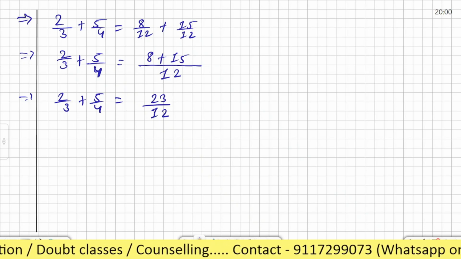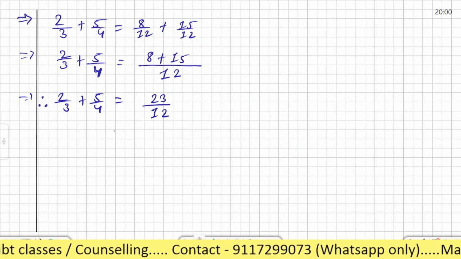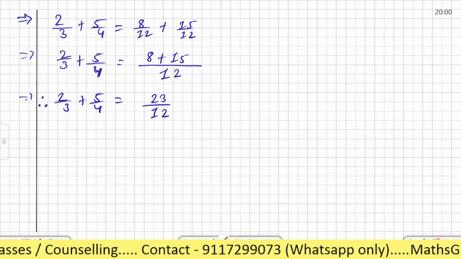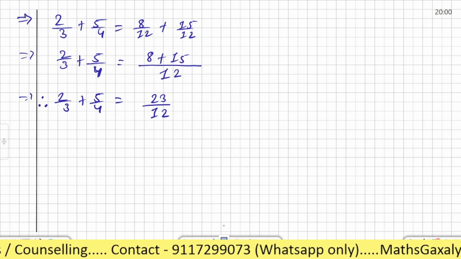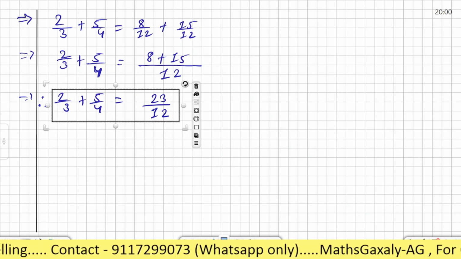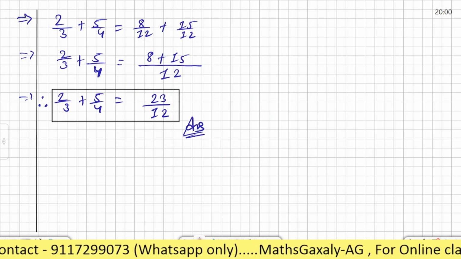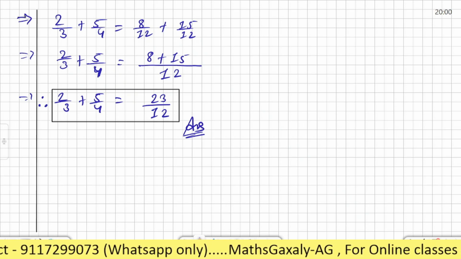As here we got the answer, we will use the therefore sign. Do you know about this now? Therefore sign. And we will keep it inside the box, because it is our answer. And here we will write answer. So like this you have to solve each and every question of this type.